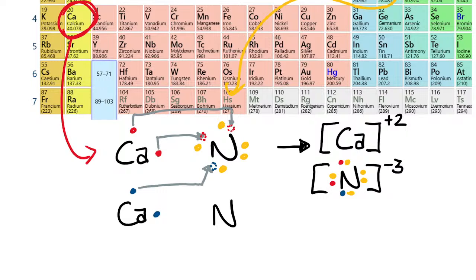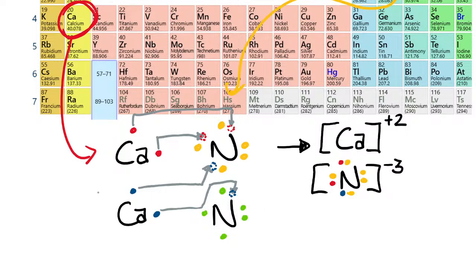Now that nitrogen, like the first one, is going to have 1, 2, 3, 4, 5 electrons. It will take the first of those. It will take one more electron from this calcium. Now that doesn't make the nitrogen stable. The nitrogen only has 4, 5, 6 electrons now, so it's still not full.